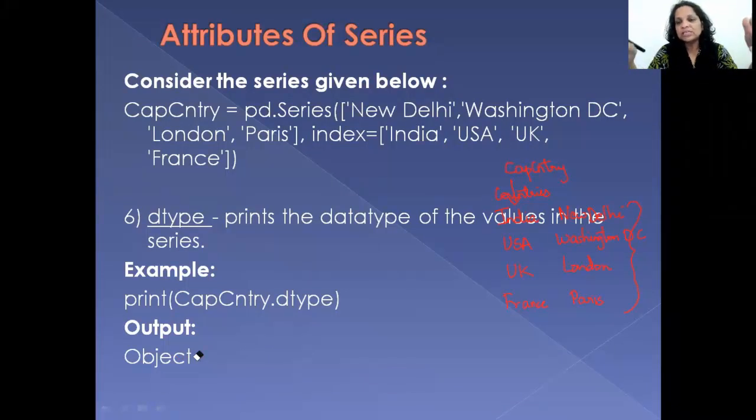And here we see in my series the values consist of strings, and I told you earlier that strings are referred to as an object in a data series. If your values were integers, you would either get an int32 or an int64. If your values were floating point values, then you would get the answer as float. Is that clear? So I hope the attributes of the series are clear to you. There are many more attributes, but with respect to your syllabus, you just need to know 6 of them.